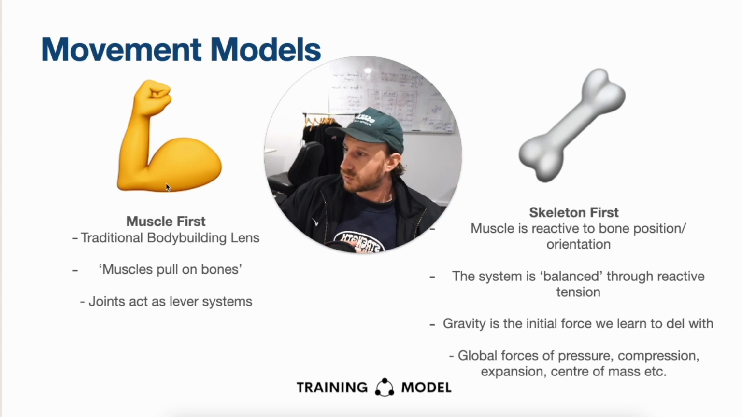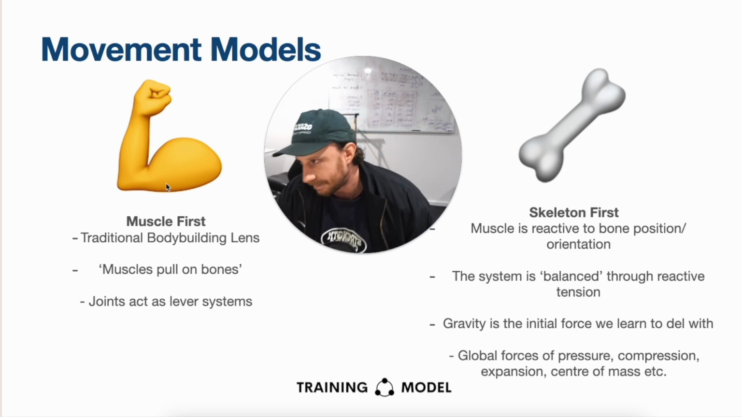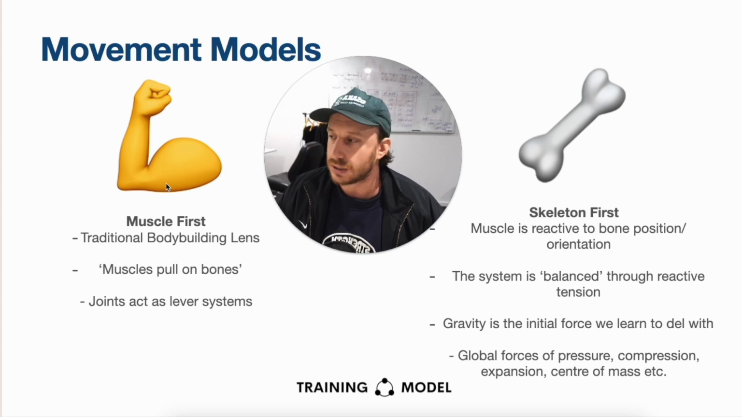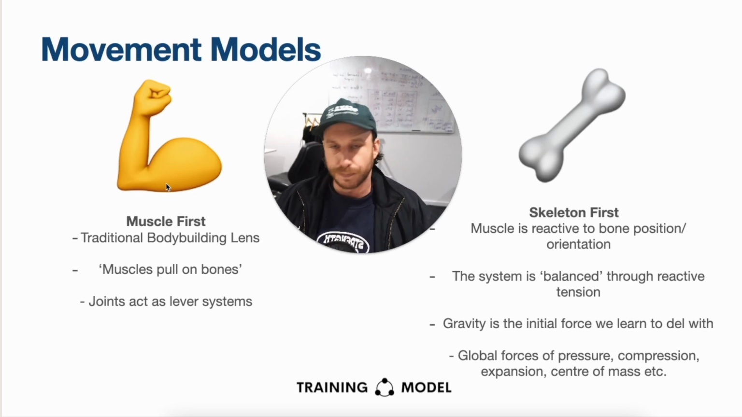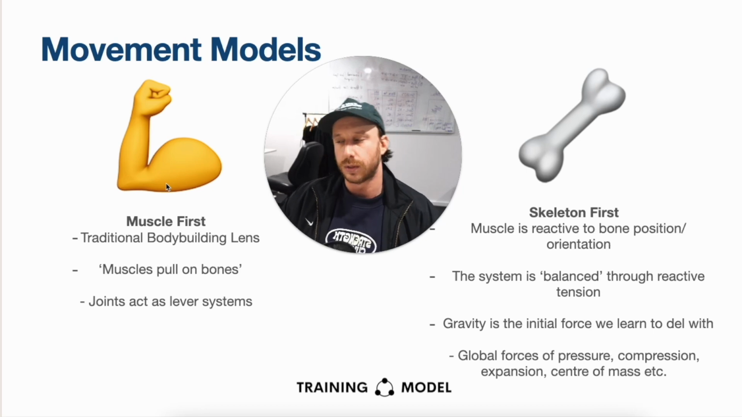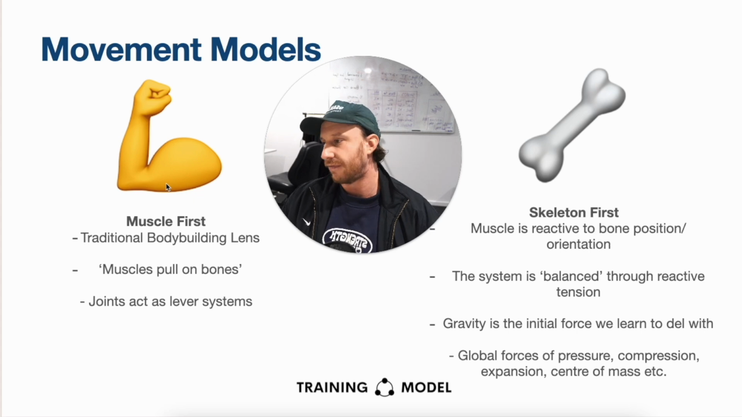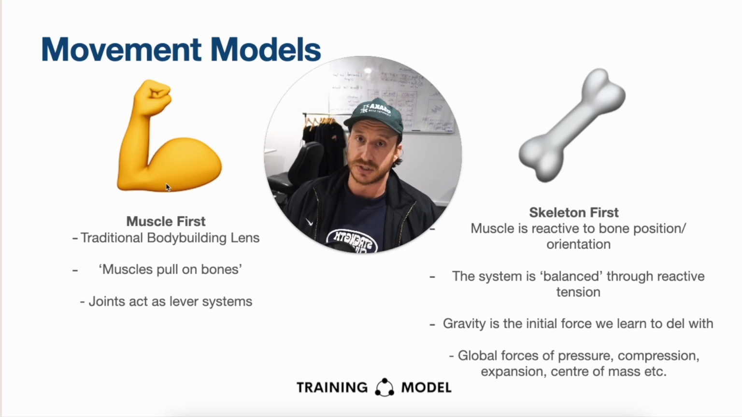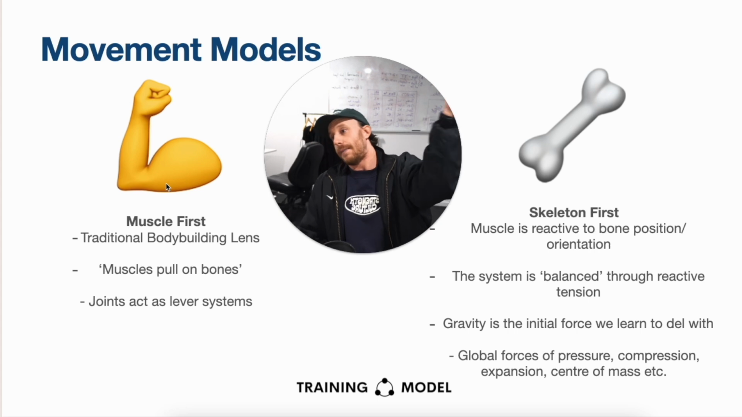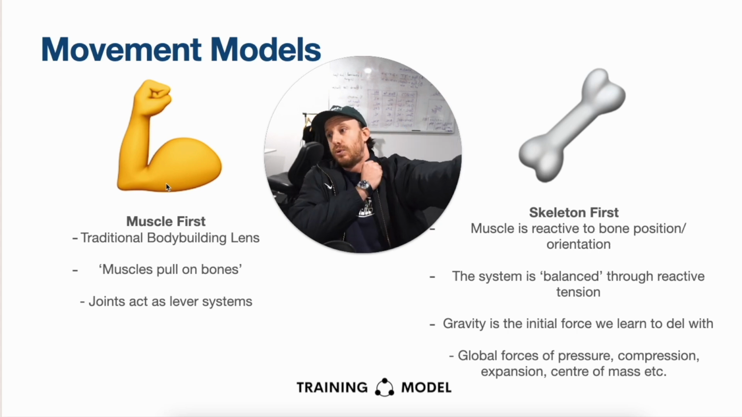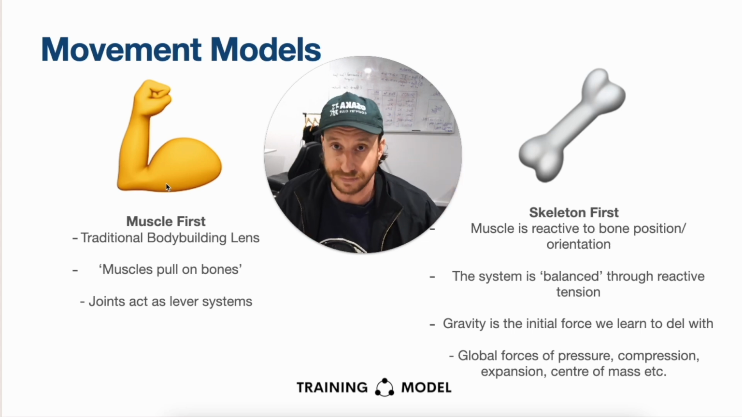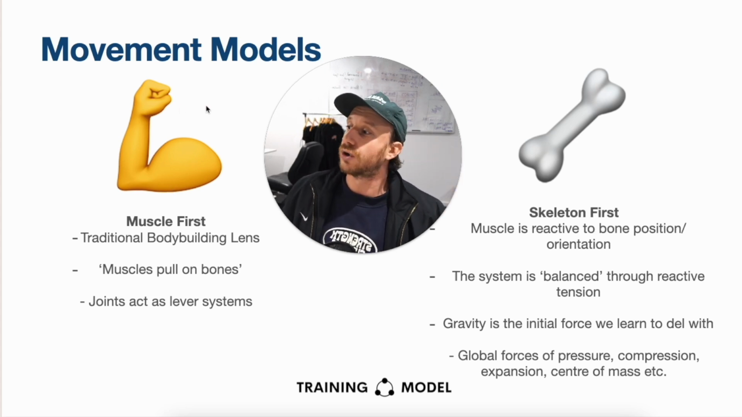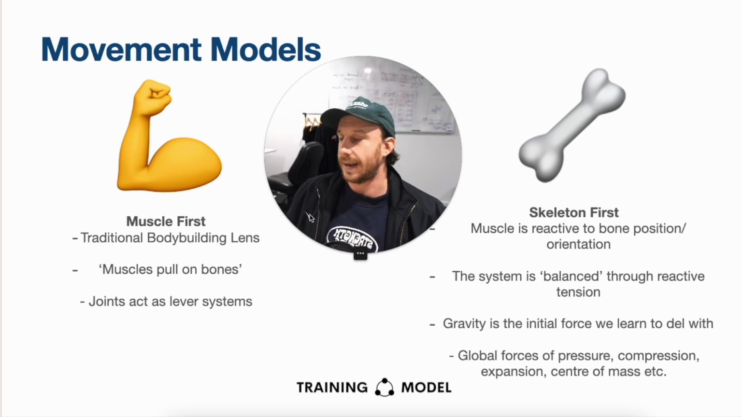First model is muscle first, a muscle-first lens. And this, I think, stems mostly from the traditional bodybuilding lens. And that is that muscles pull on bones, and that is all that muscles really do. And as a response to muscles pulling on bones, we actually have a bunch of just levers within the system. So our elbow is a type of lever, and when the bicep pulls on the arm, it actually creates that motion. And that's completely fair, and there are pros and cons to viewing human movement in this way.